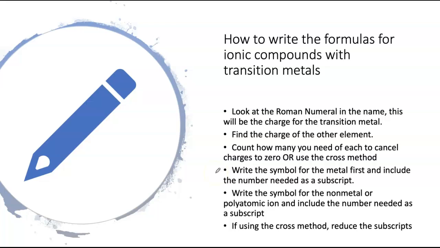Then you simply write the symbols and the charges, and include the number of each ion that you're going to need to get to that neutral charge. Write the symbol for the nonmetal or the polyatomic ion, and include the number as needed. If you've used the crisscross method, be sure to reduce those subscripts.